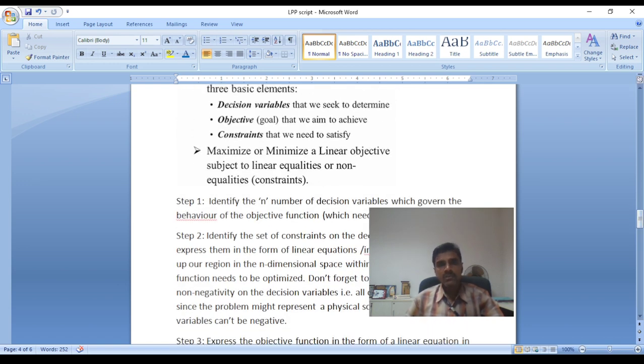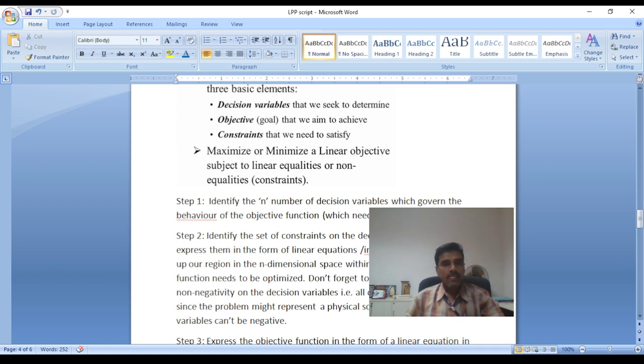And one more thing which is not given here is the non-negativity constraint. A non-negativity constraint has to be mentioned in the linear programming problem so that the complete formulation is completed. So there are four important components as we discussed now. First one is decision variables, second one is the objective function, third one is constraints, and fourth one is the non-negativity constraint. These are called non-negative variables.